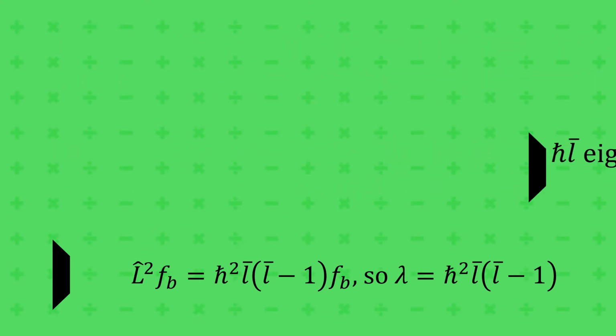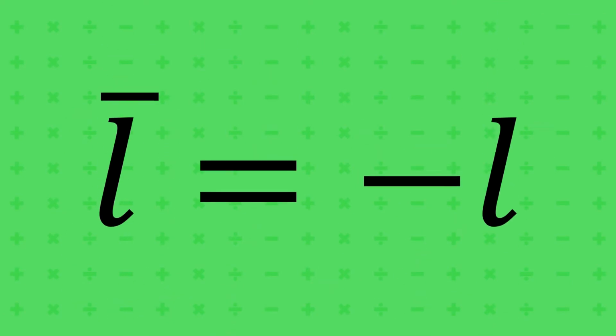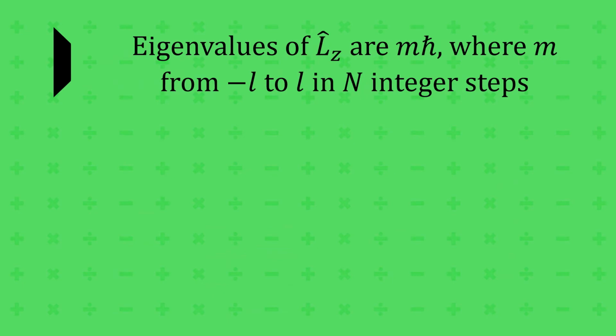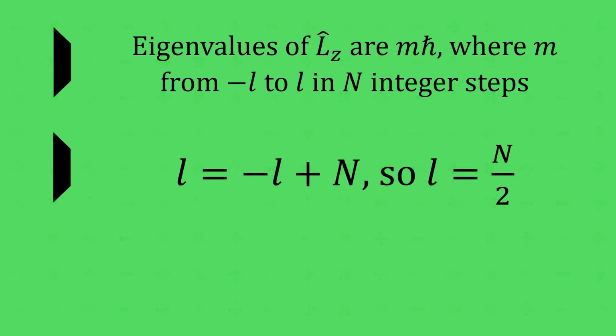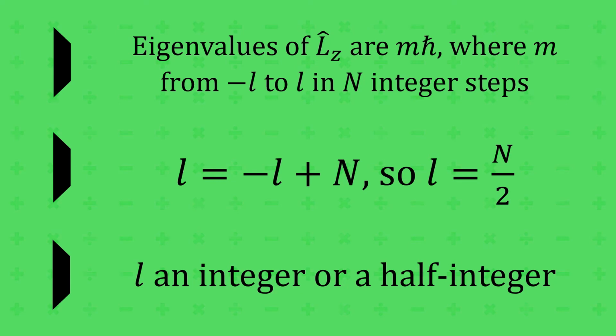Meanwhile, there's also a state corresponding to the minimum angular momentum Fb with L hat minus Fb equal to 0. Let h bar L bar be the eigenvalue of L hat z corresponding to this state. We can find L hat squared Fb is equal to this expression here, so lambda equals h bar squared L bar times L bar minus 1. We can therefore show that L times L plus 1 is equal to L bar times L bar minus 1. Hence, from this we can show that L bar is equal to minus L.